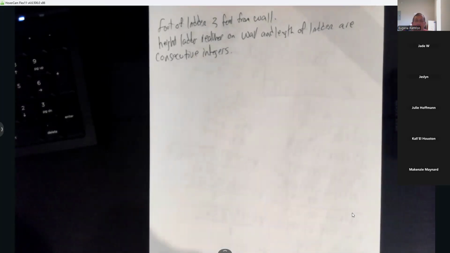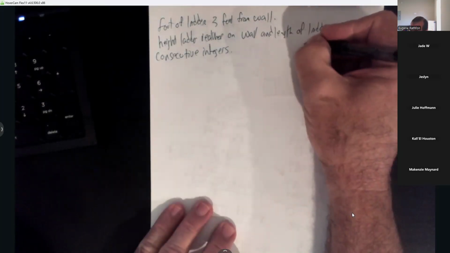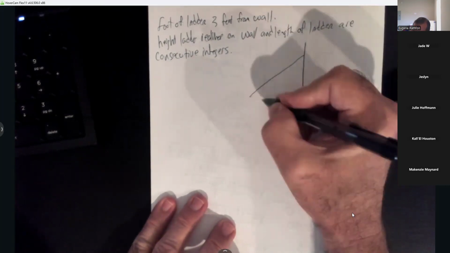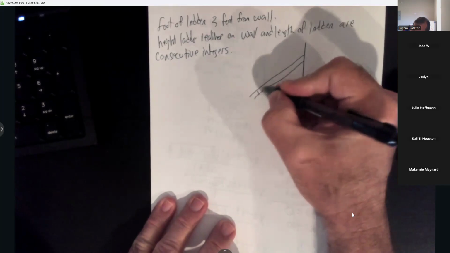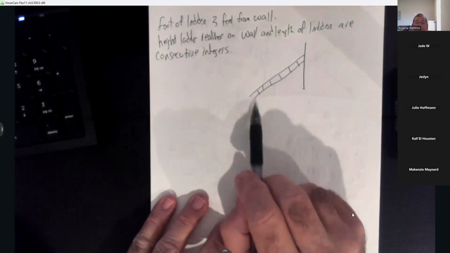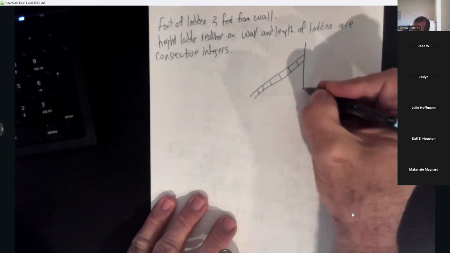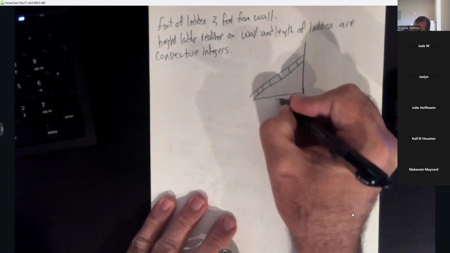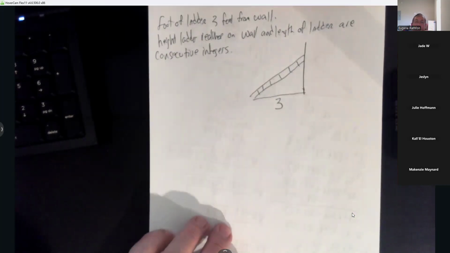All right, y'all. So this will be another one. So let's see what we got. We got a wall right here, and up against my wall, I got a ladder. Now, the first thing I know, the foot of this ladder is 3 feet from this wall here. So this distance right here is 3 feet.